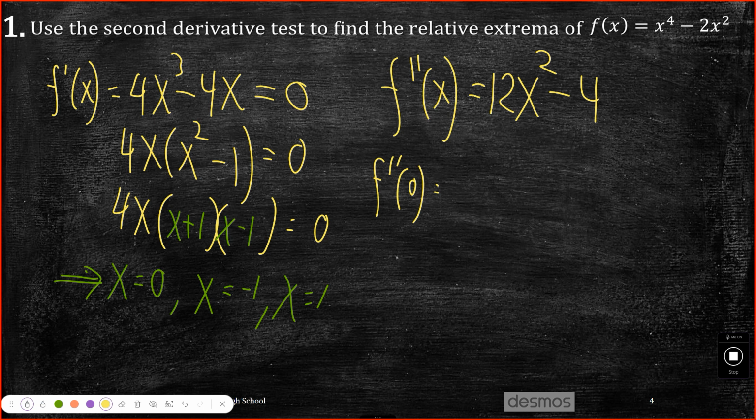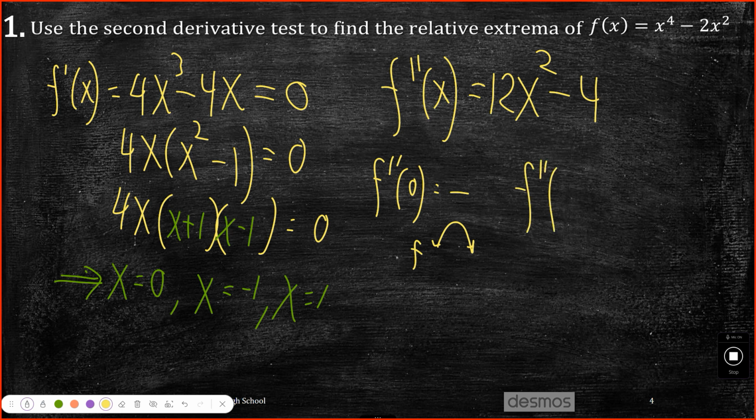F double prime at 0. What's the answer? We care about the sign only. Is it positive or is it negative? It's negative, no? So here we already got one. This is concave what? Concave down. The f function is concave down, so it has a relative max here.